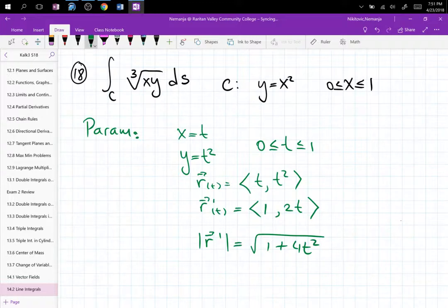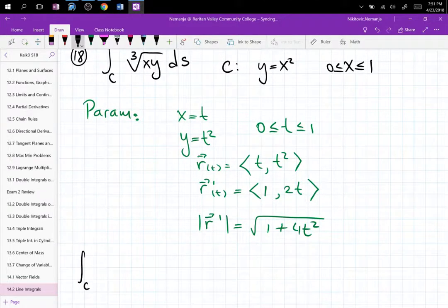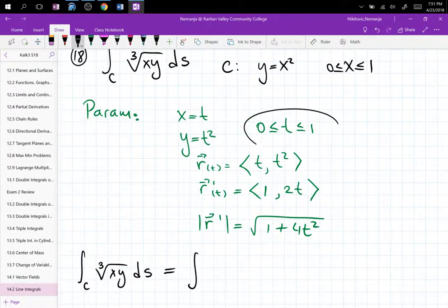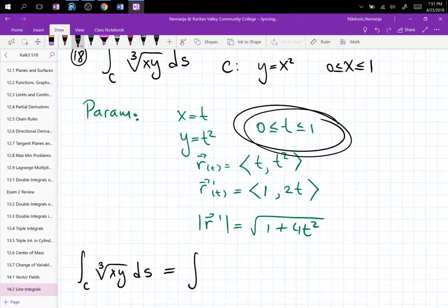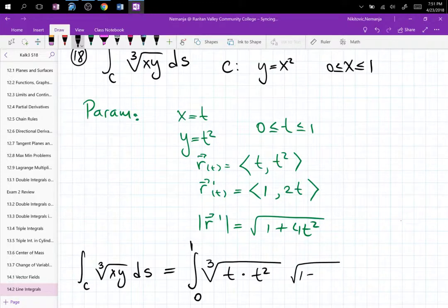I have all of the building blocks to put my integral together. So the integral over curve C of the cube root of xy ds is equal to the integral. Again, wherever you did the parameterization, you need to have this part that limits your t values. So that's going to be 0 to 1. Cube root of, instead of x, I have to put t. Instead of y, I have to put t squared. Oh, how convenient, huh? Times another square root of 1 plus 4t squared dt.